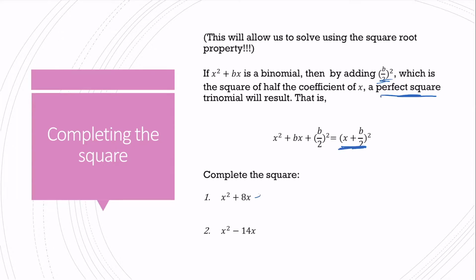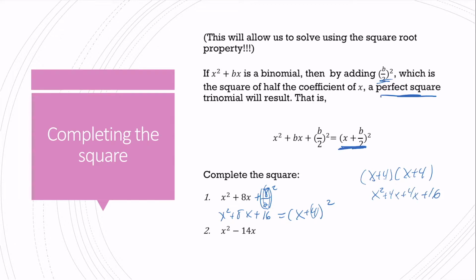So if I have x squared plus 8x, that's going to factor, and I add 8 over 2 squared, that gives me x squared plus 8x plus 16, and that's going to factor to x plus 4 squared, because 8 divided by 2 is 4. So let's check our answer by FOILing out x plus 4 squared. This gives me x squared plus 4x plus 4x plus 16. So see, we get x squared plus 8x plus 16.